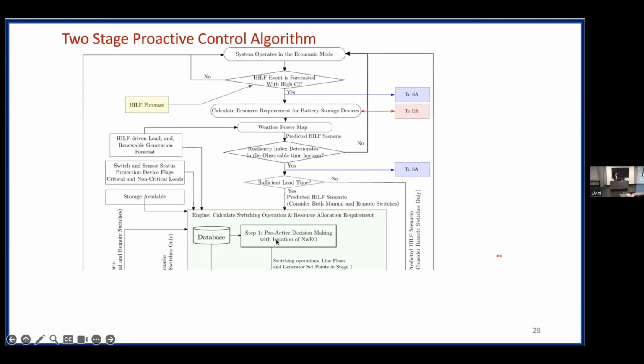In step 1, we are doing proactive decision support, which is basically manual switching, because we cannot do that just a few seconds before. So we need to send the crew at least 30 or 45 minutes before the event is going to hit, so they can come back safely. So this is the proactive decision support, which is the switching operation, line flow, and generator set point decision in stage 1.